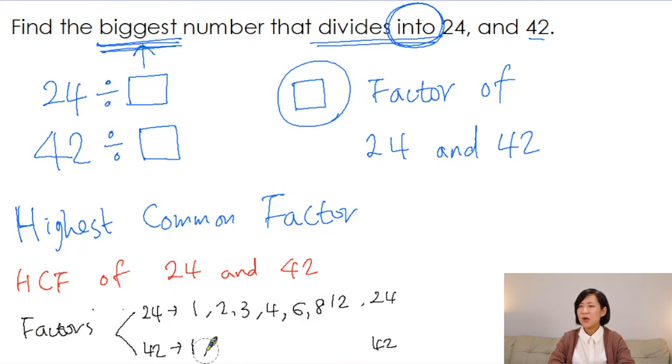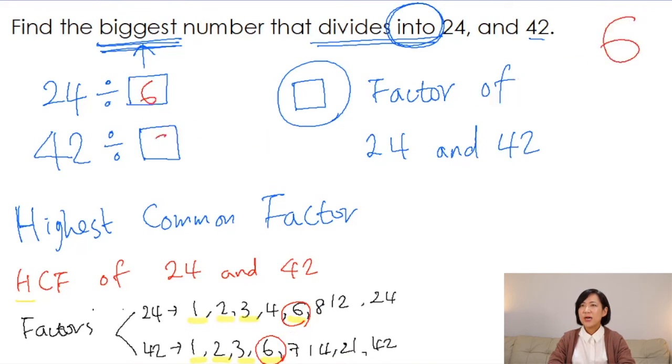And for 42: 1 and itself, 1 and 42, 2 and 21, 3 and 14. Then I think we've got 6 and 7. So now we need to find the common factors of these two numbers. The common factors are 1, 2, 3, I can see 1, 2, 3 in both of the numbers, and then 6. Then finally our highest common factor is 6. So the biggest number that goes into 24 and 42 is 6.